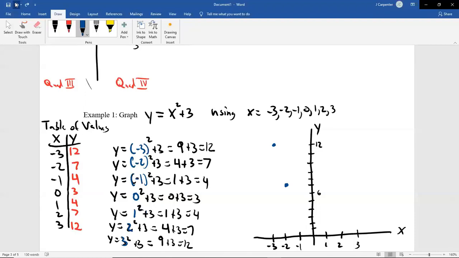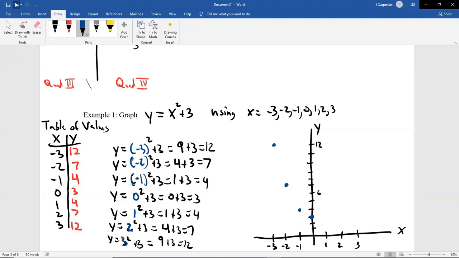Next up, negative 1, 4, left 1, up 4. Then we have 0, 3. Zeros you have to be careful with. I'm not just going 3 to the right. I'm going 3 up because the 0 is in the x position, so we don't move left or right at all. So left or right, nothing, up 3.